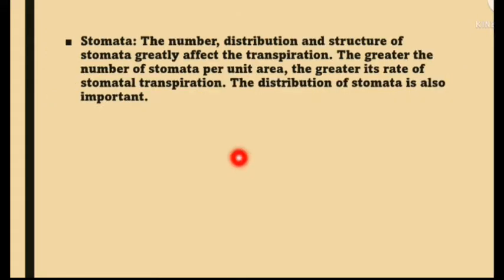Next is stomata. The number, distribution and structure of stomata greatly affect transpiration. The greater the number of stomata per unit area, the greater its rate of stomatal transpiration. The distribution of stomata is also important.